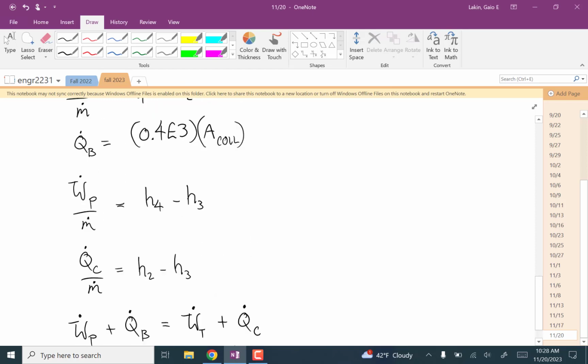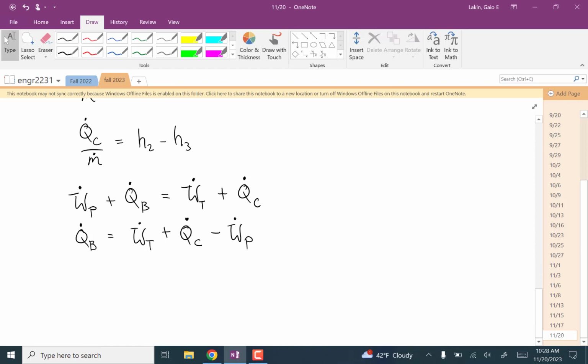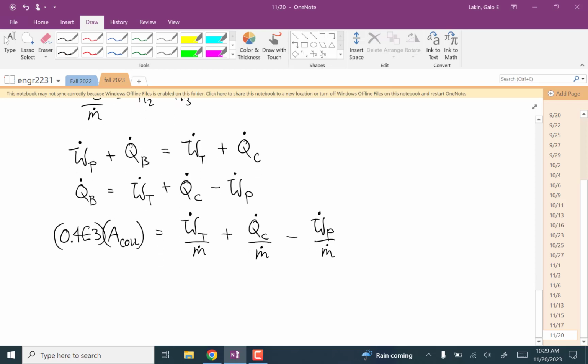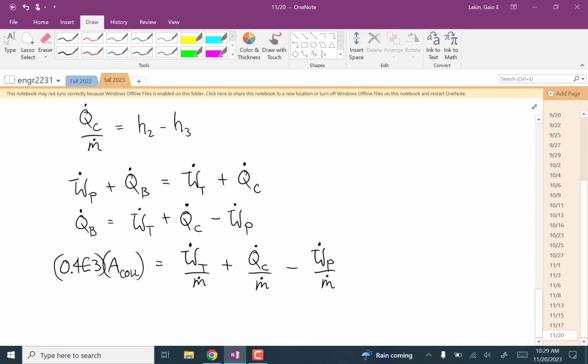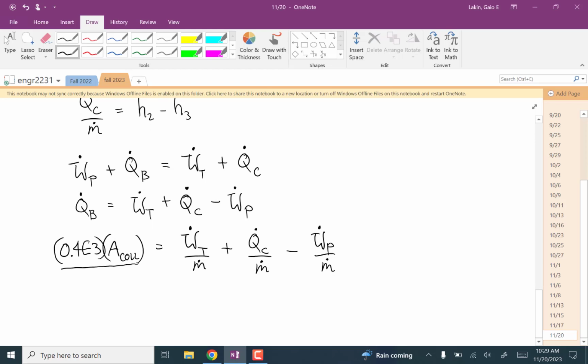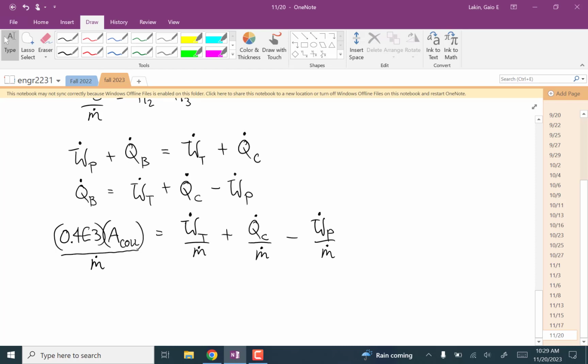Okay, so we know that. And so we can replace this rate of heat for the boiler with this expression. And I forgot, if I'm dividing everything by m dot, I have to divide that by m dot. All right, so now we have this m dot that's sort of pesky.